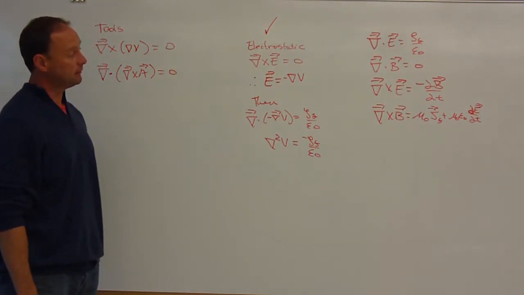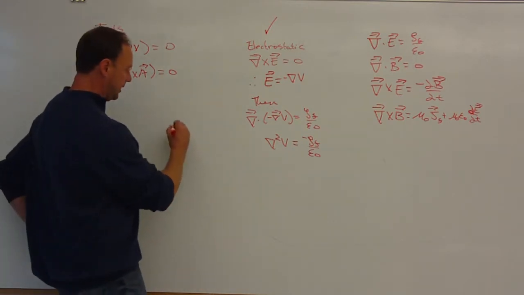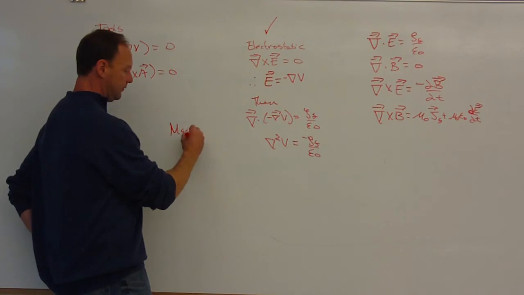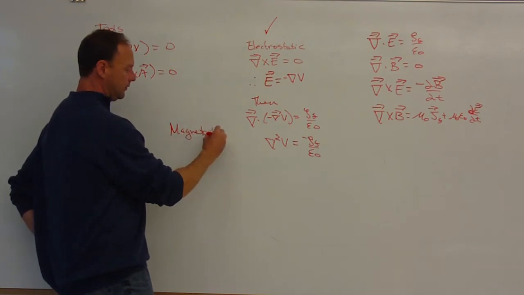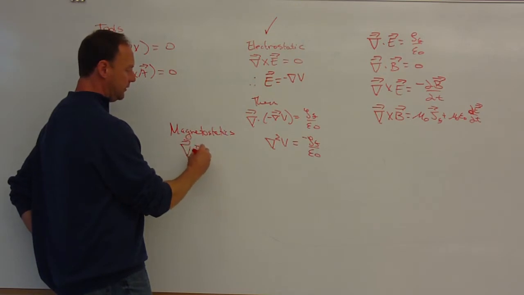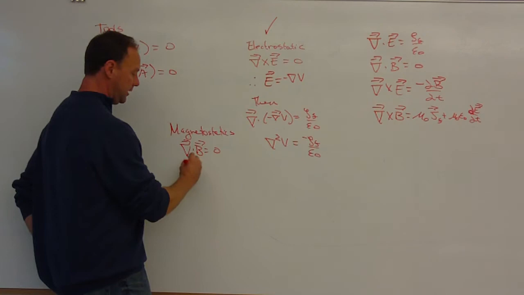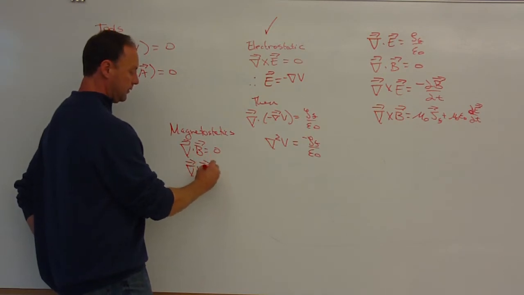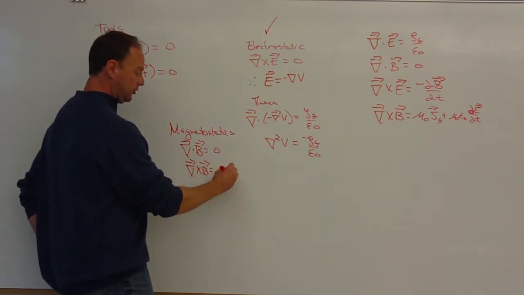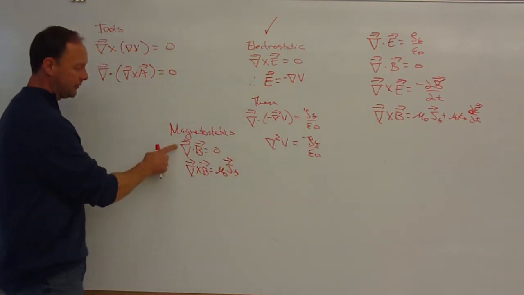All right, we have another field which is called magnetostatics. Magnetostatics is a steady, constant current. The divergence of B equals 0, and we have the curl of B equals mu0 J free. Okay, what does this allow us to do?